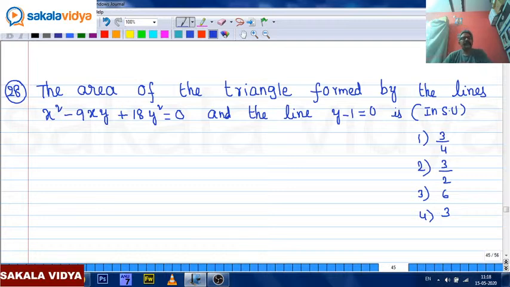So that means actually the area of the triangle formed by the lines ax square plus 2hxy plus by square is equal to 0 with the line lx plus my plus n is equal to 0, the formula needs to be applied for this one also. So let it be first applied. Okay, first applied.